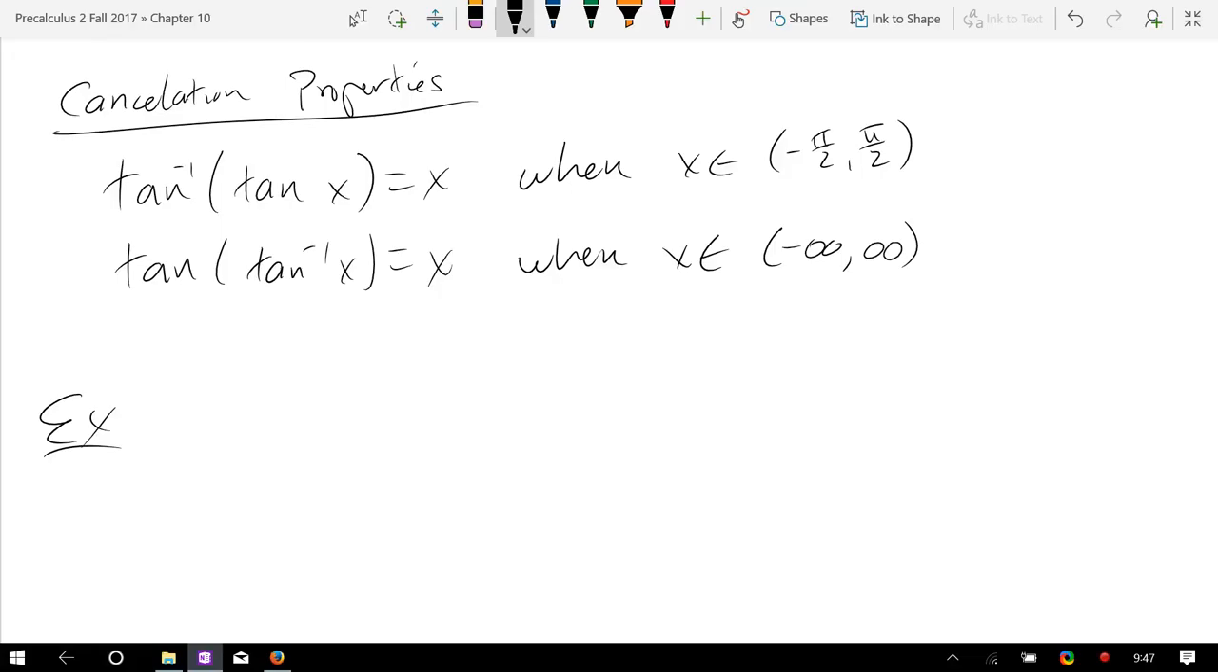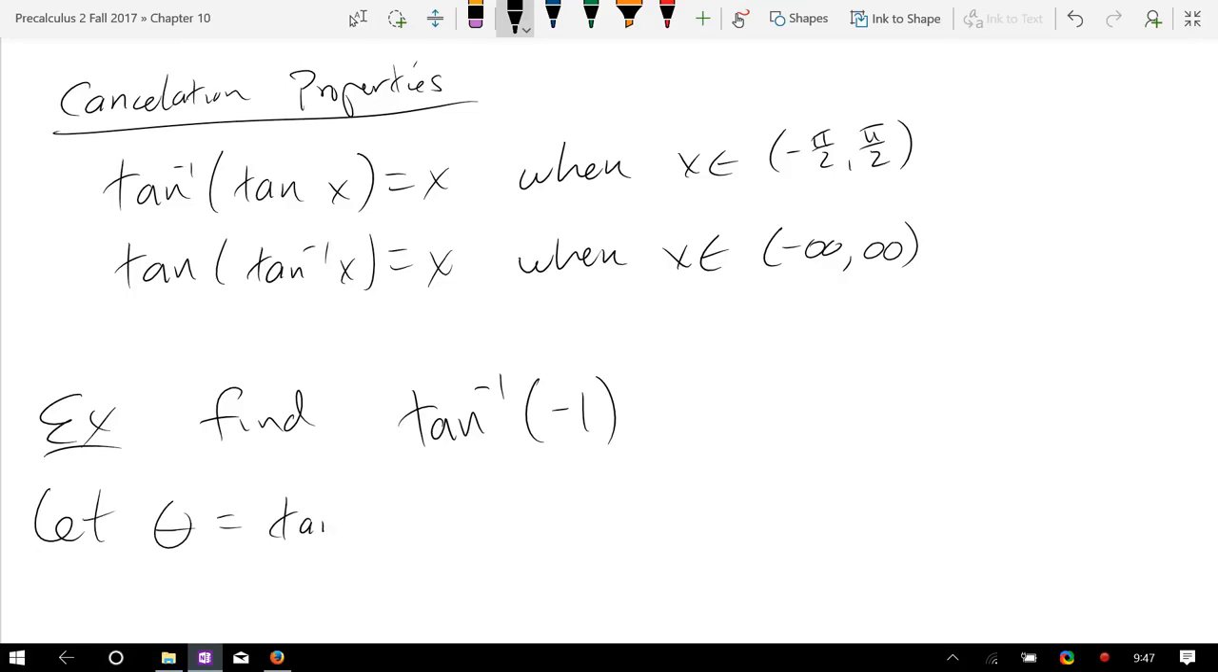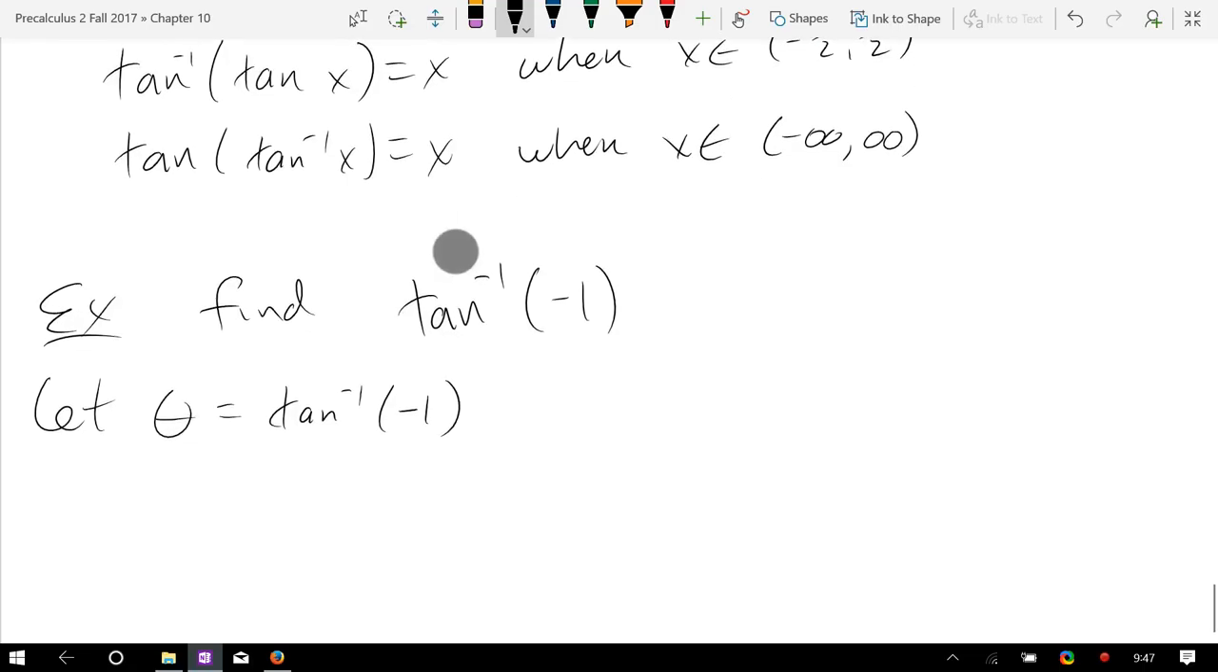So our first example, find tangent inverse of negative 1. So just like all the inverse trig functions, they're going to input sides and output angles. So let theta equal tan inverse negative 1. And then we're going to move the tangent inverse function over. That's the same as tangent theta equals negative 1. But we need the restriction that theta is between negative pi over 2 and positive pi over 2.